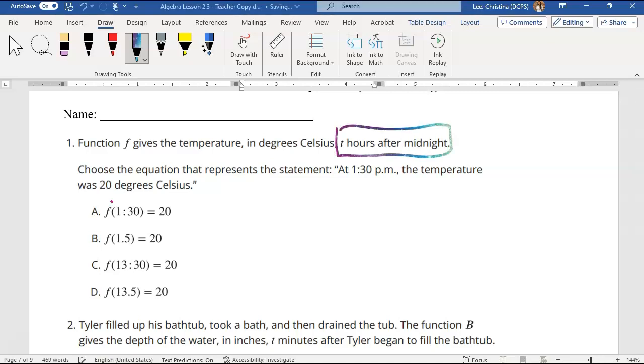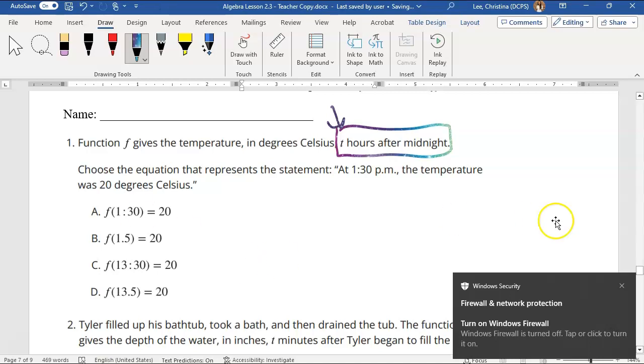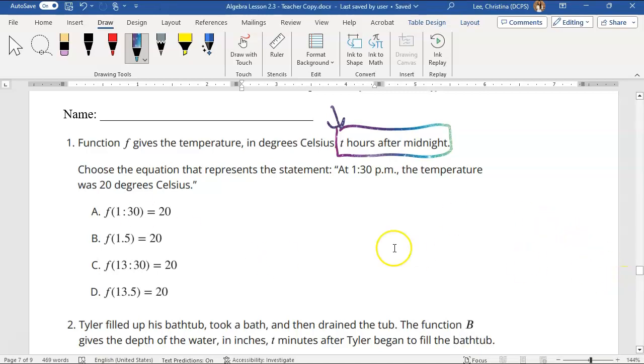So that's a key point, that the hours are not the time, the hours are how long after midnight. Function f gives the temperature. So whatever the input is for hours, then the output is the temperature. So I'm going to go ahead and label that just for myself so I remember. And then it says, choose the equation that represents the statement at 1:30 p.m. the temperature was 20 degrees Celsius.